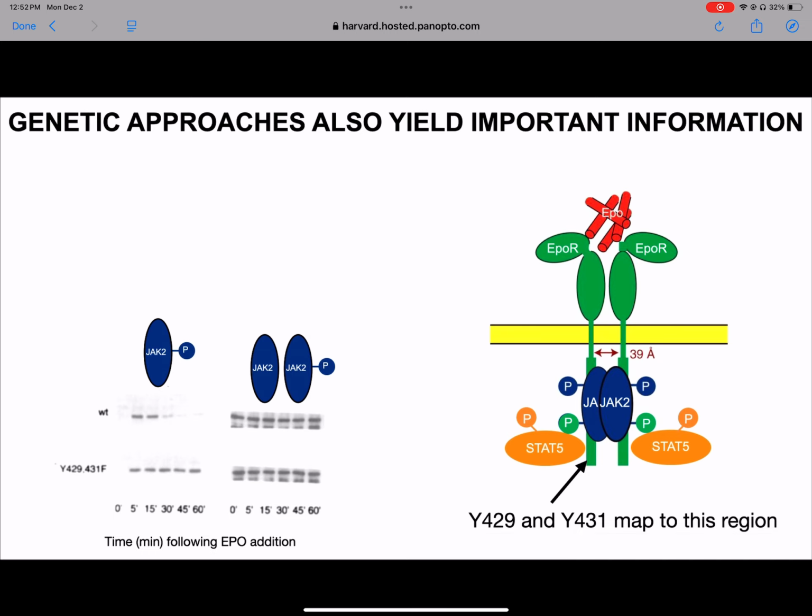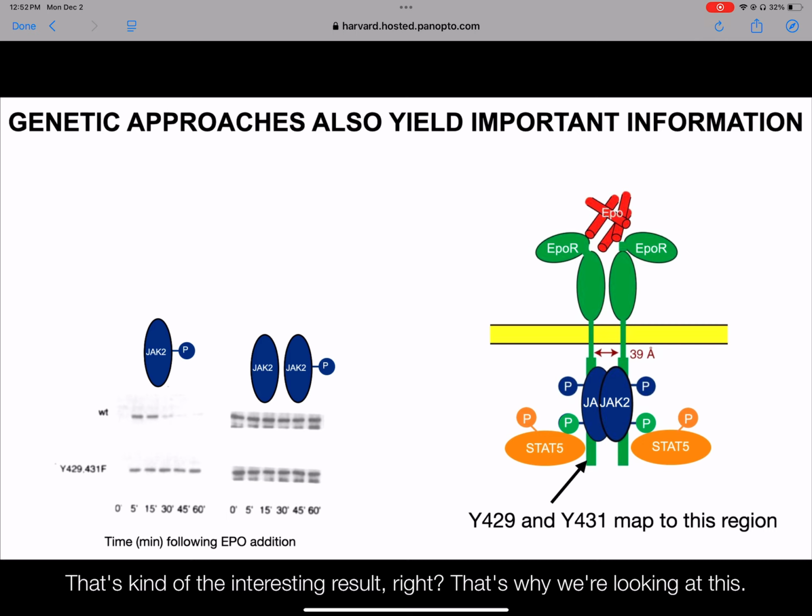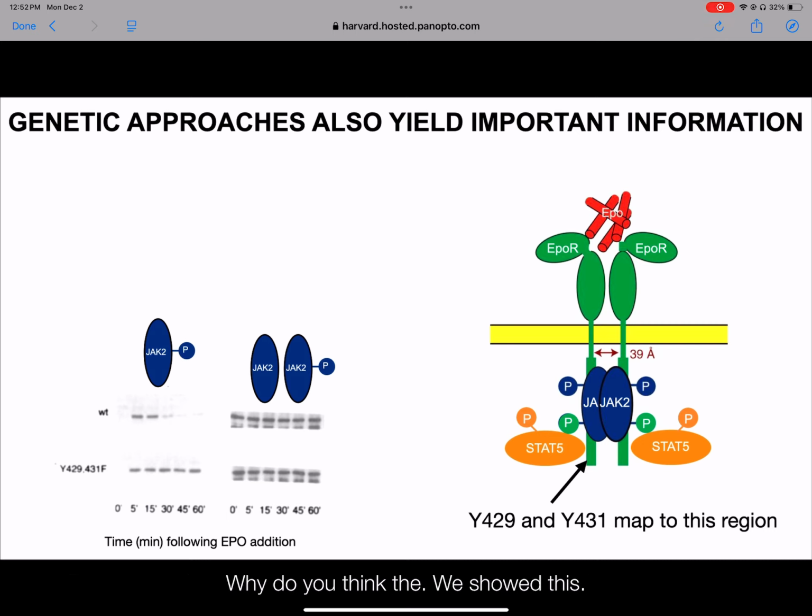So that's kind of the interesting result, right? That's why we're looking at this. Why do you think we showed this? This eliminates a possibility of what could be happening. Yeah. It eliminates the possibility that JAK2 is just being degraded. Perfect. It isolates it to just being phosphorylation.